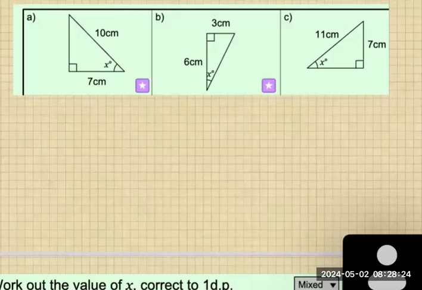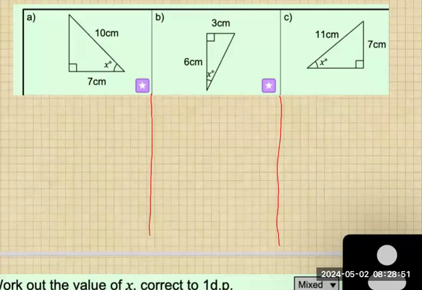But what we're going to do now is have a look at how we find the angle when we have two sides. So the first thing we're going to do is what? What do we do first? What's the first thing I'm going to do with all these questions? We label it. You label it, perfect.